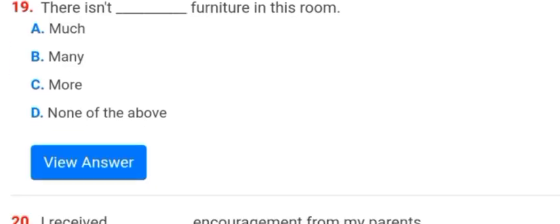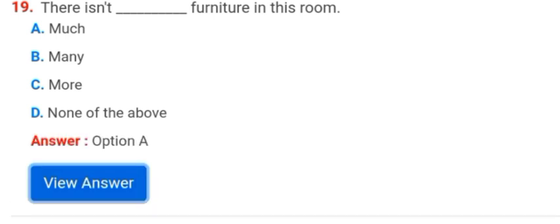Question number 19. There is not dash furniture in this room. A: much, B: many, C: more, D: none of the above. Correct answer: A, much. There is not much furniture in this room.